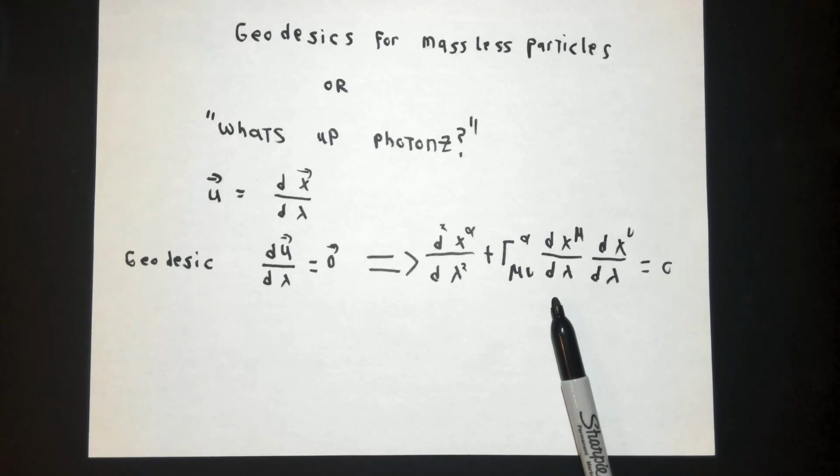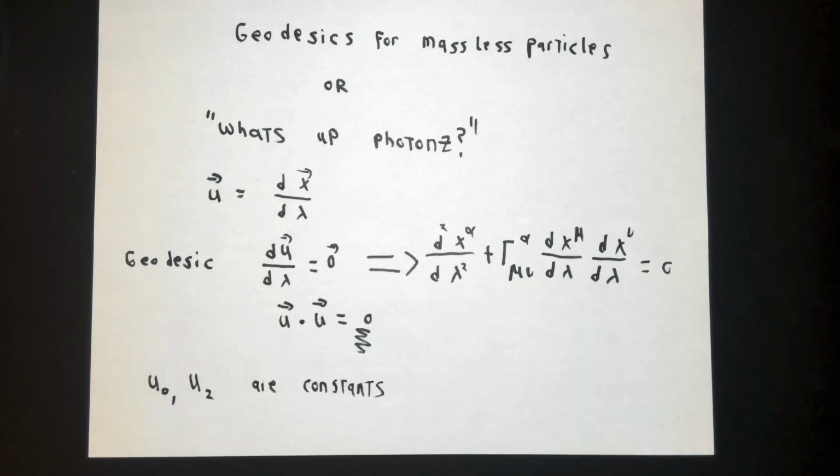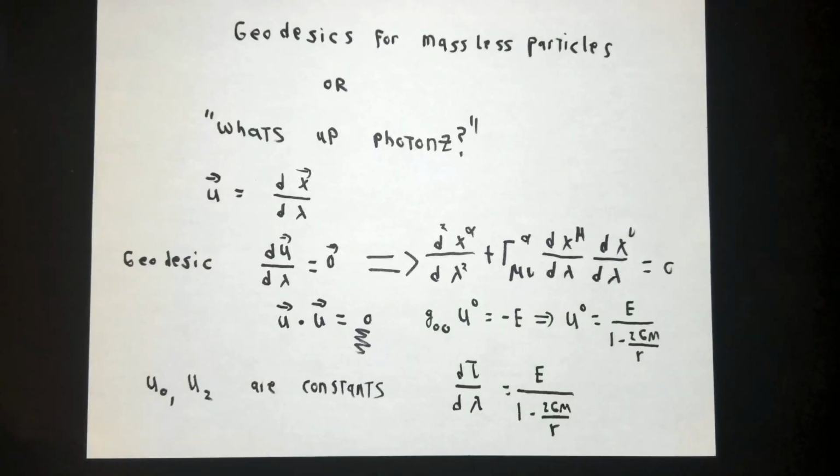Of course, for photons, as I said, there's a little bit more to it than that. U dot U is 0, not -1. The same symmetries apply to the metric as in the massive case, though. U sub 0 and U sub 2 must be constants. If r is very large, then dt/dλ is equal to E. E expresses the relationship between parameter lambda and the coordinate time.